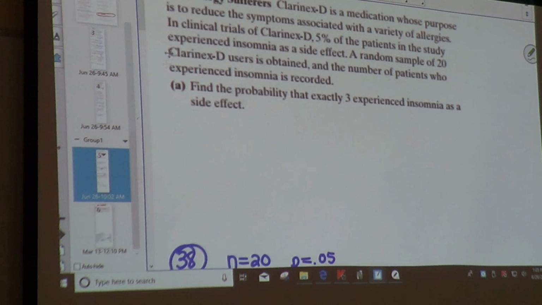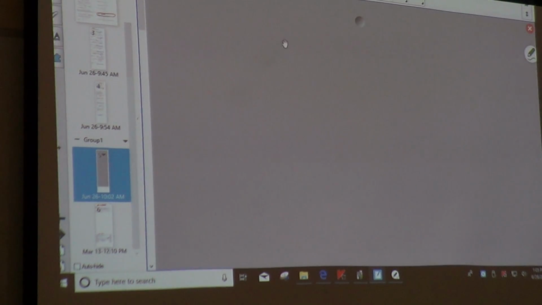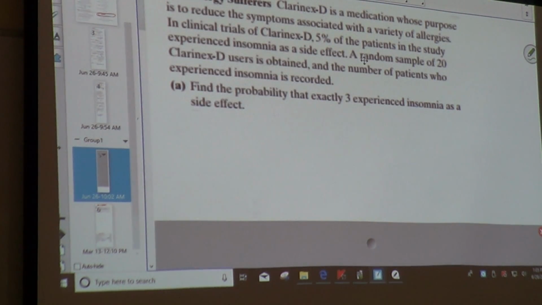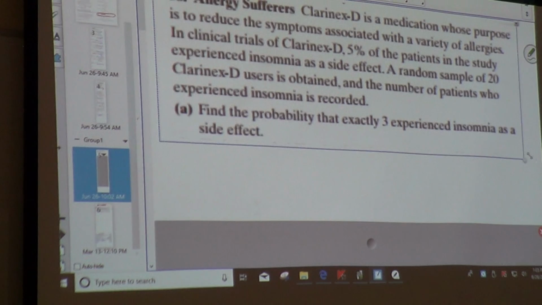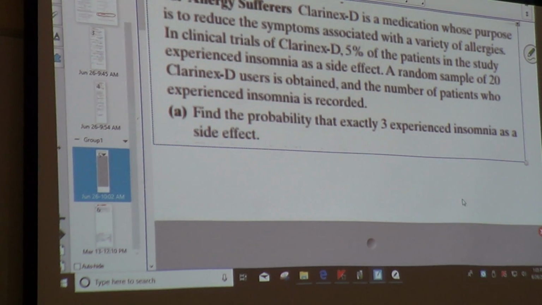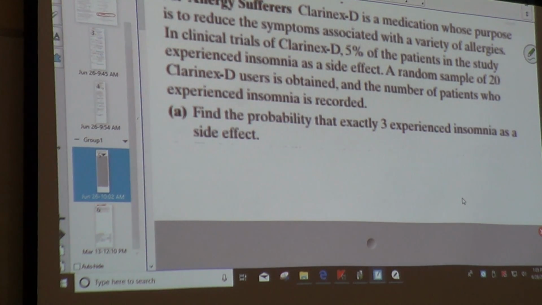All right, let's let you try one. This is talking about Clarinex, which is like Claritin. Clarinex reduces symptoms associated with allergies. 5% of the patients had insomnia. In a random sample of 20 users, find the probability that exactly 3 experienced insomnia.